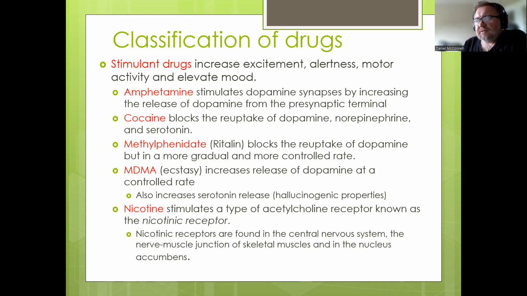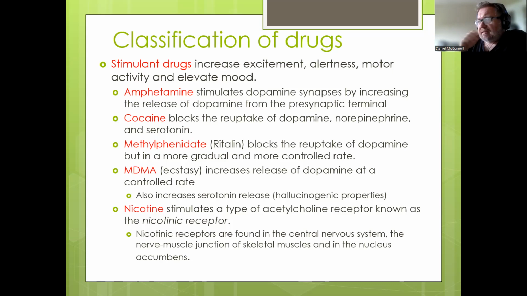So in this case, it works a little bit differently than amphetamine and cocaine do, especially comparing that to cocaine here, where cocaine has a really strong blocking of the reuptake effect. Methylphenidate's effects are a lot milder, and for that reason.